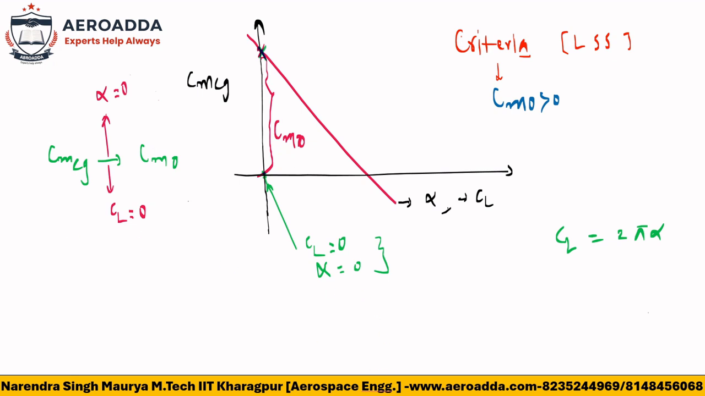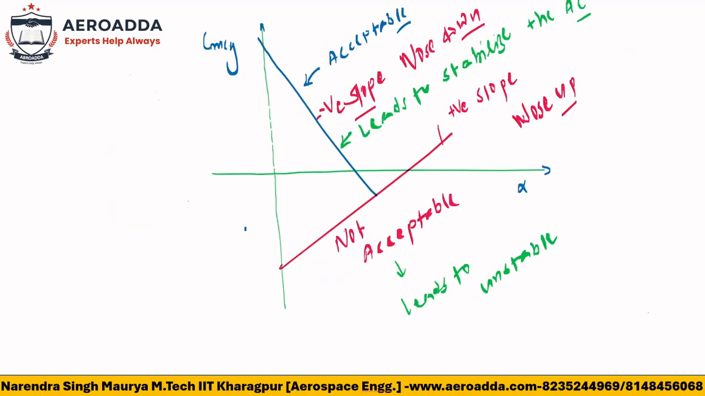Check. I can say this side also you will get CM naught. See, this is also CM naught. This graph is also CM naught, because here also CL is 0. Here also alpha is 0. But see, is this CM naught acceptable for the stability? This CM naught you will get.